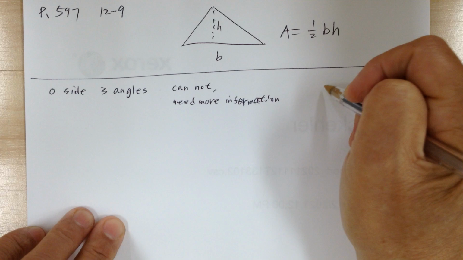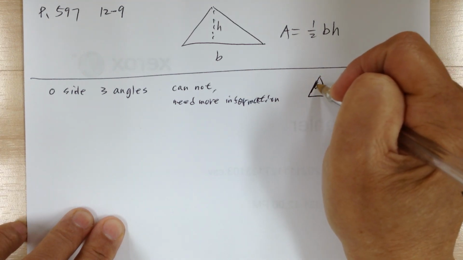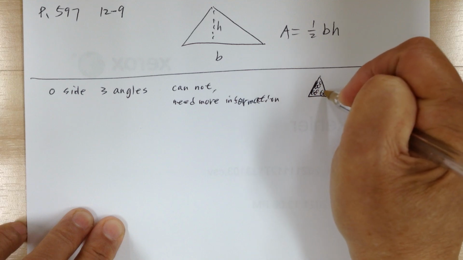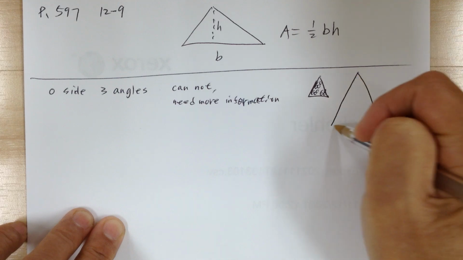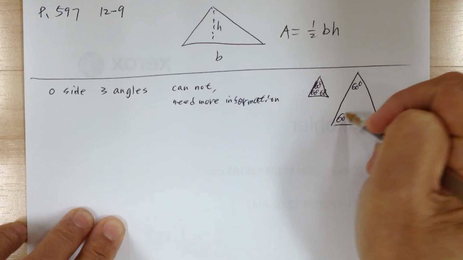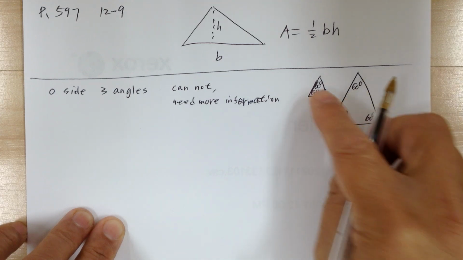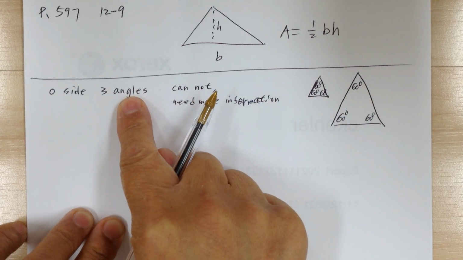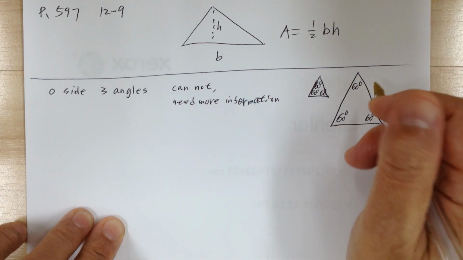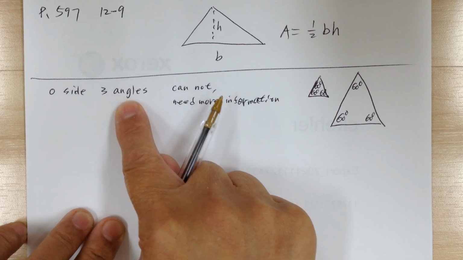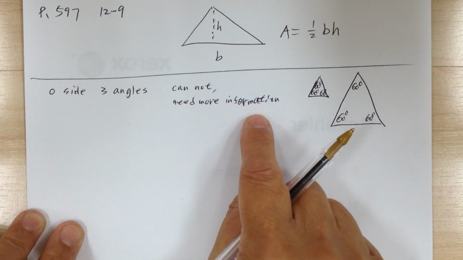The reason for that, think about an equilateral triangle. Let's use an easy case. Say you're given 3 angles, 60, 60, 60. But when you don't have any side, you can have different sizes. Angles only do not fix the size of a triangle. If all you know is 3 angles, it can have all different sizes. So when you have 0 sides and 3 angles, you cannot find the area. You need more information.